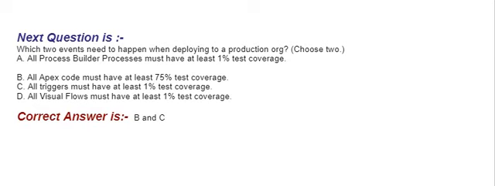Next question is, which two events need to happen when deploying to a production org? Choose two. Option A, all process builder processes must have at least 1% test coverage. Option B, all Apex code must have at least 75% test coverage. Option C, all triggers must have at least 1% test coverage. Option D, all visual flows must have at least 1% test coverage. Correct answer is option B and C.